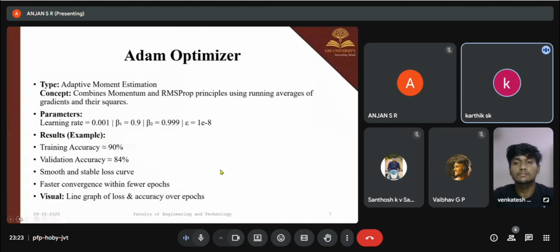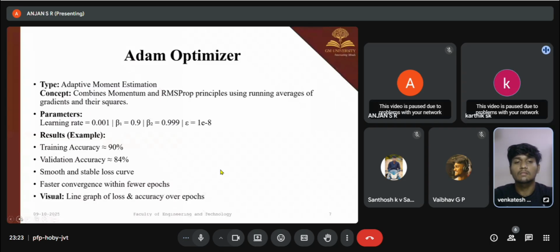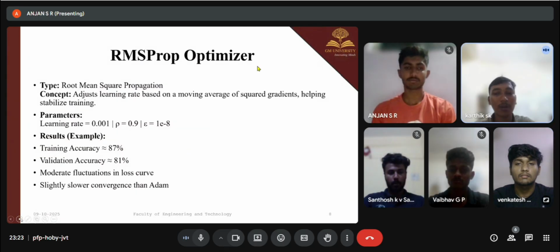Next is the RMSprop optimizer, which stands for root mean square propagation, where it adjusts the learning rate based on a moving average of the squared gradient, helping stabilize training. It uses root mean square propagation with the adjustment of the learning rate based on a moving average of the squared gradient.